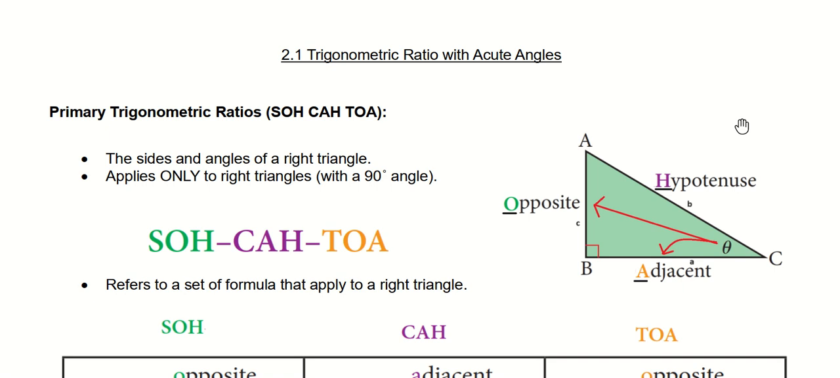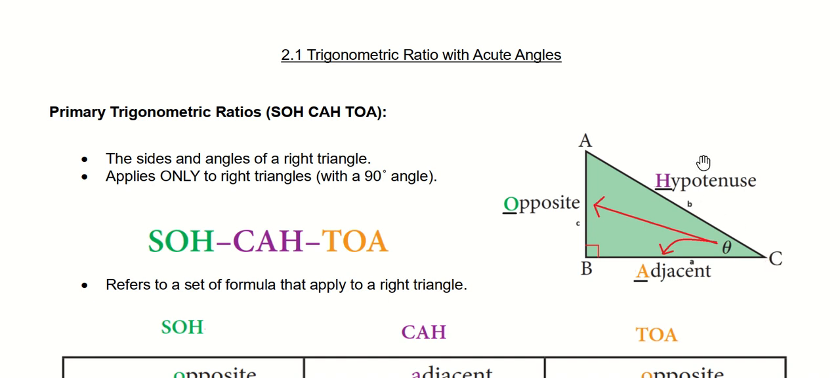Hey there. In this lesson, we'll be talking about trigonometric ratios with acute angles. To be more accurate, we'll be talking about triangles that have a 90-degree angle, so right triangles. This is a right triangle right here, and the angle could be either at A or C, but in this case, it's A. Based on where the angle is, that will determine what your opposite and adjacent are.